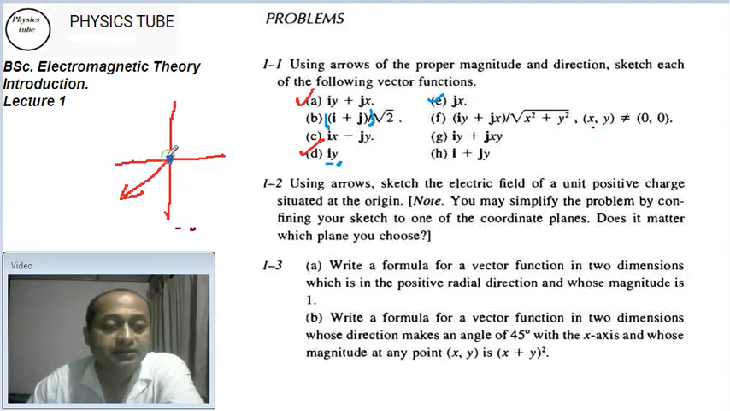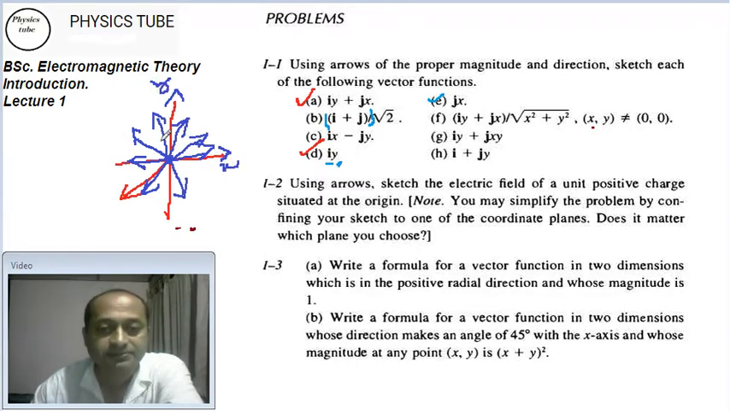Electric lines of force go away from a positive charge like this in three dimensions. One is coming towards you, one is going away from you. That is also a fact, but I am giving you just one plane. So I have taken only the xy plane. This is the x-axis, this is y. I can show the field like this. This is the field in the xy plane.